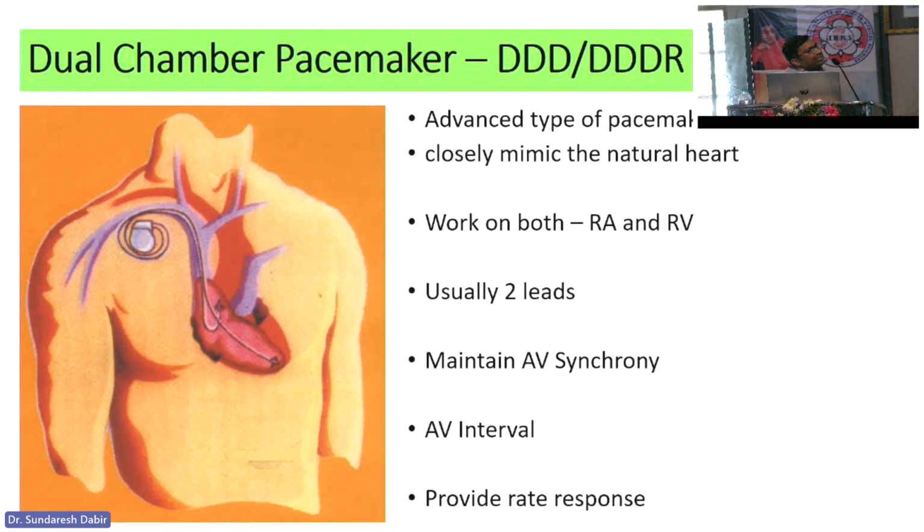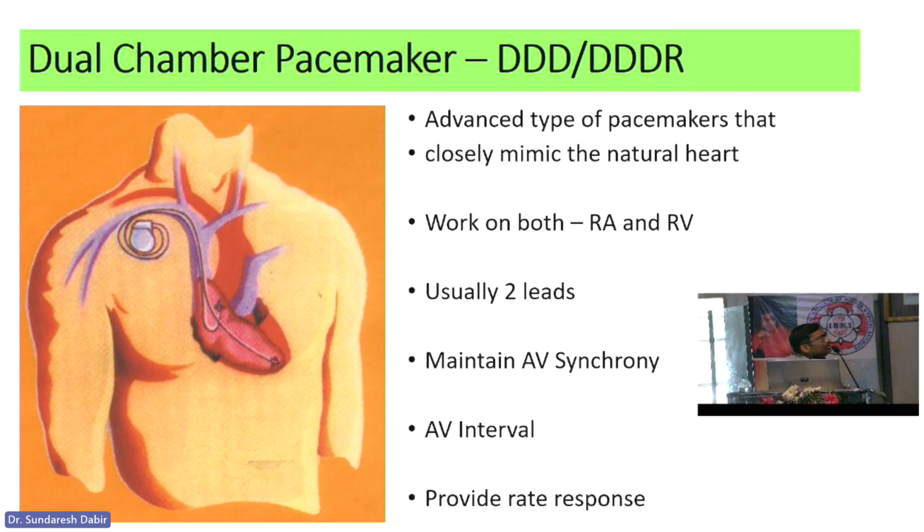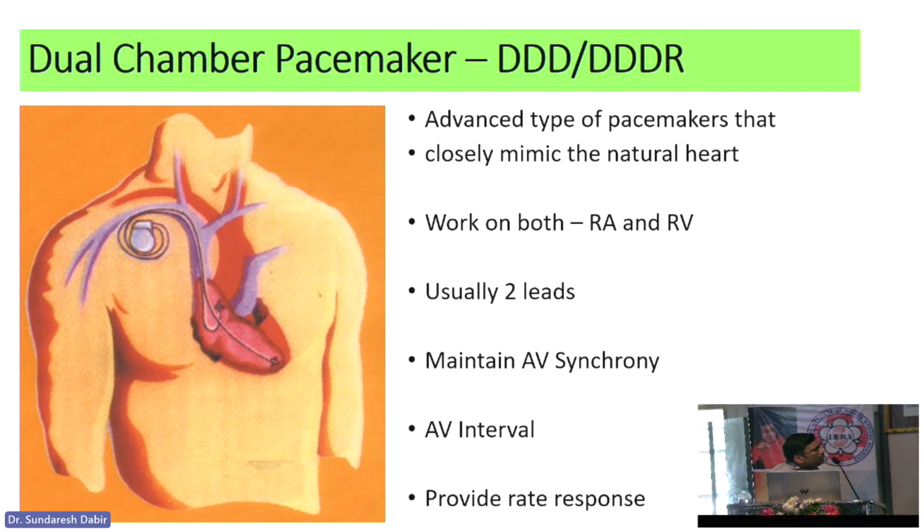Where it will maintain AV synchrony, that is a DDDR pacemaker or DDD pacemaker, but definitely a single chamber pacemaker cannot maintain the AV synchrony. It requires two leads, one for RV, one for RA. So it maintains AV synchrony. What will it give? It is physiological AV synchrony.